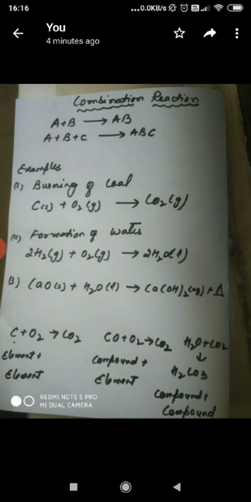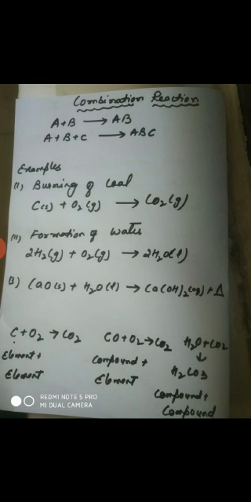So this combination reaction can be between element and element, between element and compound, or between compound and compound. The first example, the burning of coal, is an example of a reaction between element and element. Here carbon and oxygen are both elements and they combine to form carbon dioxide.